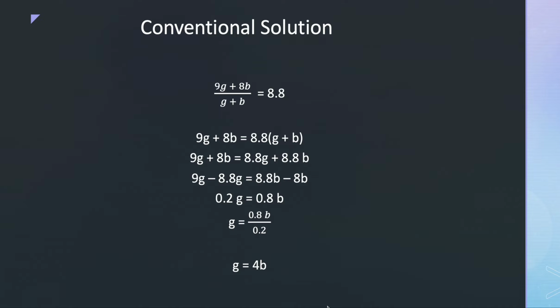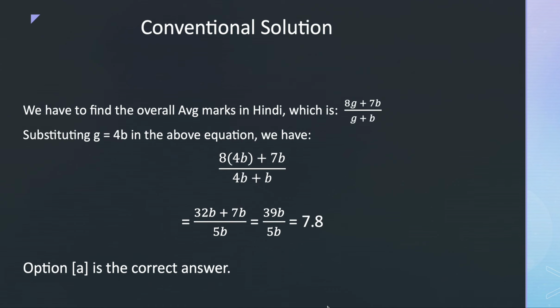Now let's substitute this value, 4B for G, in the other equation, which is what we are supposed to find: 8G plus 7B divided by G plus B. This is the overall average marks in Hindi. Substituting the value of 4B for G here, we have 8 multiplied by 4B plus 7B divided by 4B plus B. This is equal to 32B plus 7B divided by 5B, which is equal to 39B divided by 5B. B and B get cancelled out and we get the answer of 7.8. So option A is the correct answer.